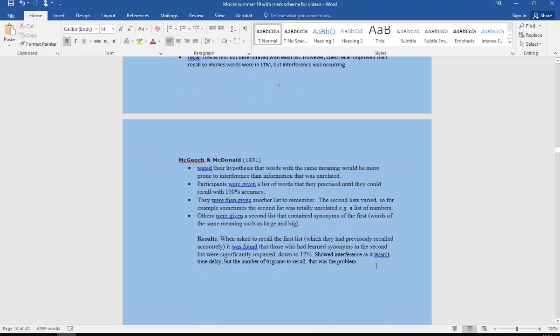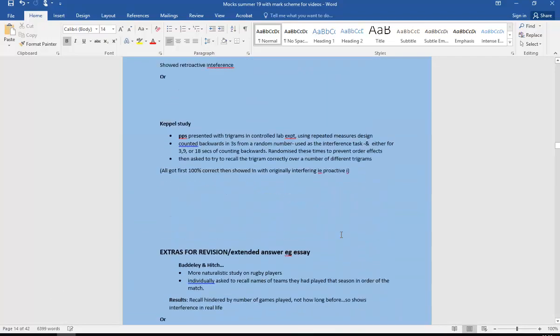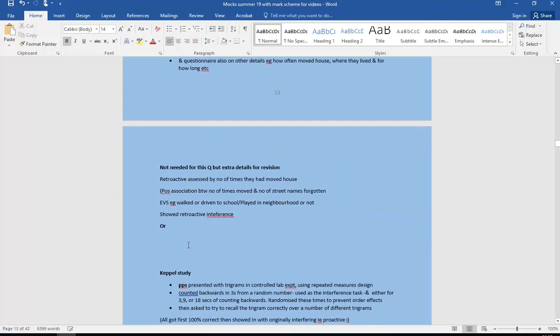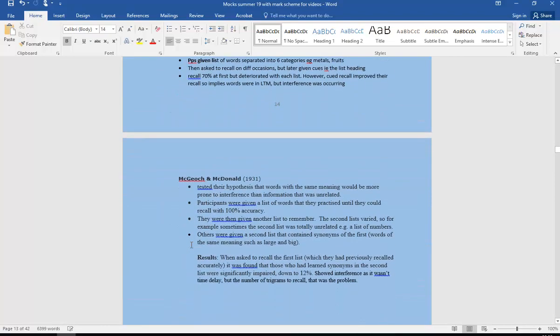Okay, and if you need, there is one more study there. So we've got plenty of data there. Remember, for this 3 mark, you just need one of those. So I would start off with either the Keppel or the Hank-Schmidt study. Okay, but if you need extras in terms of detail for an essay or something like that, here's another piece of research.